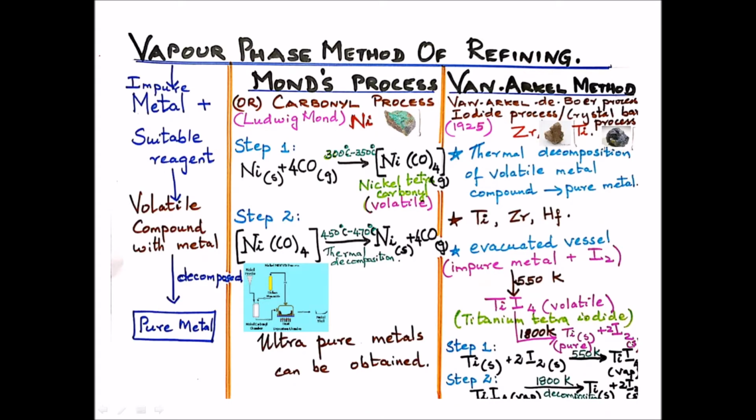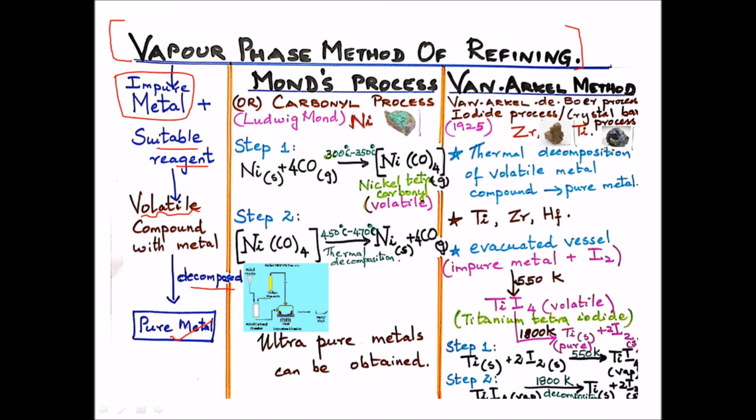Now let us look into another method of refining. This is called the vapor phase method of refining. The basic principle under this vapor phase method of refining is that to the impure metal, a suitable reagent is added to form a volatile compound of the metal, which on heating decomposes to form the pure metal.